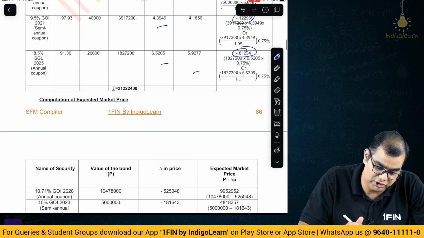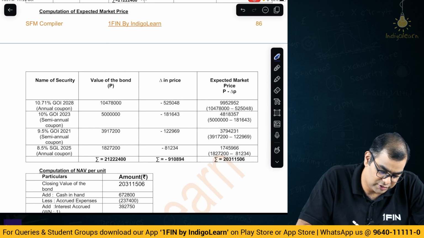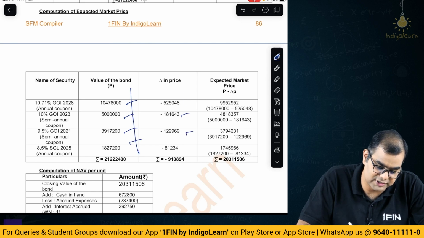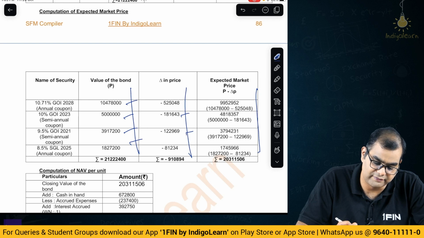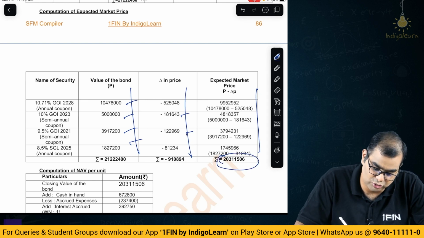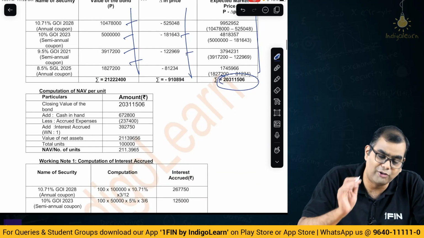Those are the total reductions in value. So this is the reduction in value of each bond, this is the portfolio, this is the reduction in value of the portfolio, and the expected value of the entire portfolio post the reduction is this much: 203,11,506. Now, how do you compute the NAV?